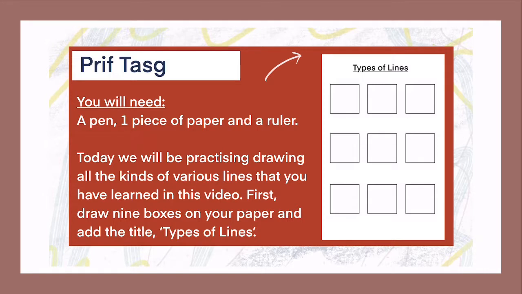So, as you know more about lines now, we're going to be moving on to our main task, or prif dasg, as it's said in Welsh. So you're going to need a piece of paper, a pen, and a ruler. Today we're going to be practicing drawing all the kinds of various lines that you've learned in this video. First, I'd like you to draw 9 boxes on your paper and add the title types of lines. If you don't have a ruler or you'd prefer to do a different version, I'm going to be telling you what you can do next.